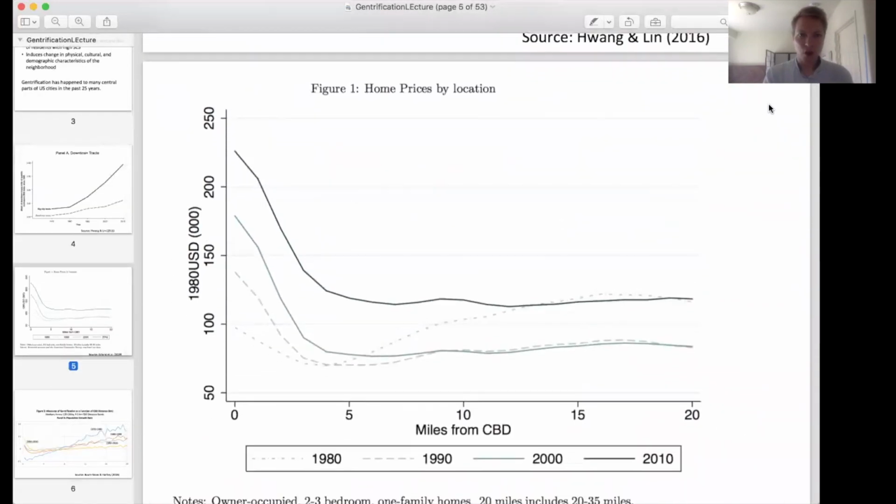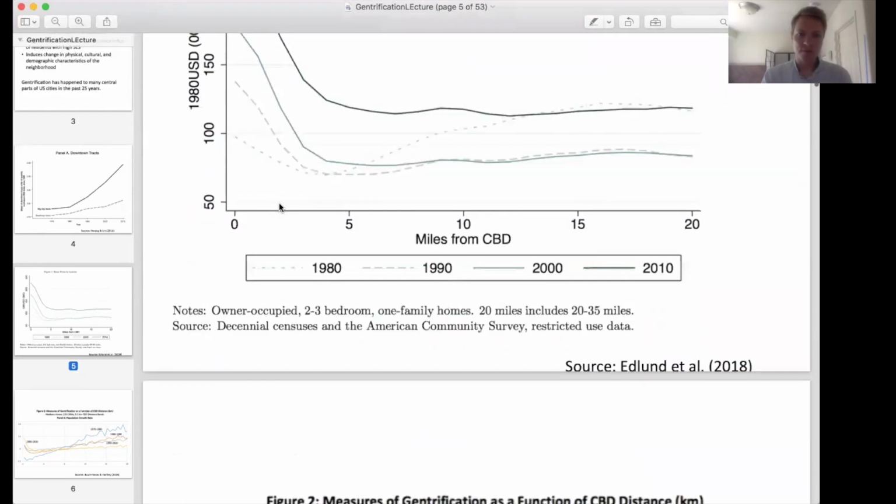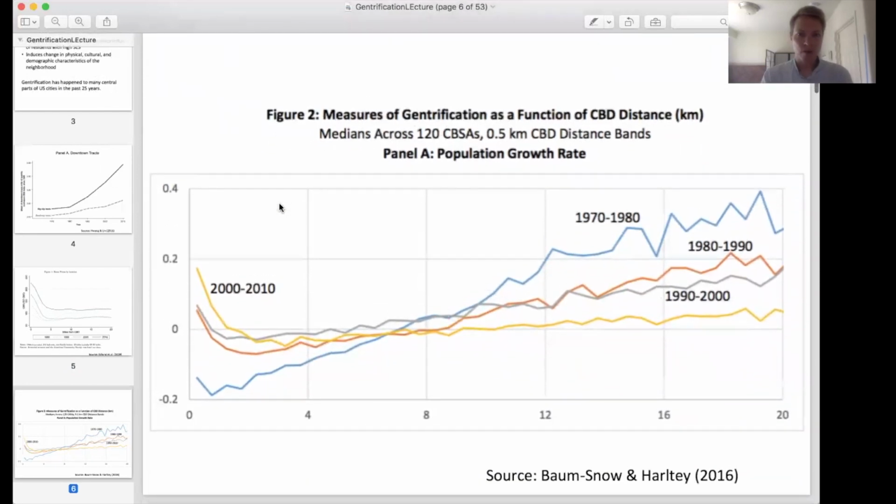Okay. This is home prices near the central business district. And so what we can see is starting in 1980, home prices are more expensive in the suburbs. So this line right here is 1980. That changes a little in 1990, a little more in 2000, and then in 2010, we have gone back to the typical monocentric city pattern where the neighborhoods nearest to the central business district are actually the most expensive neighborhoods.